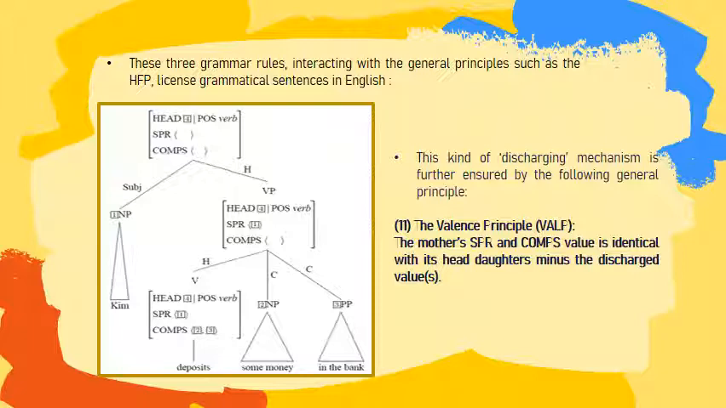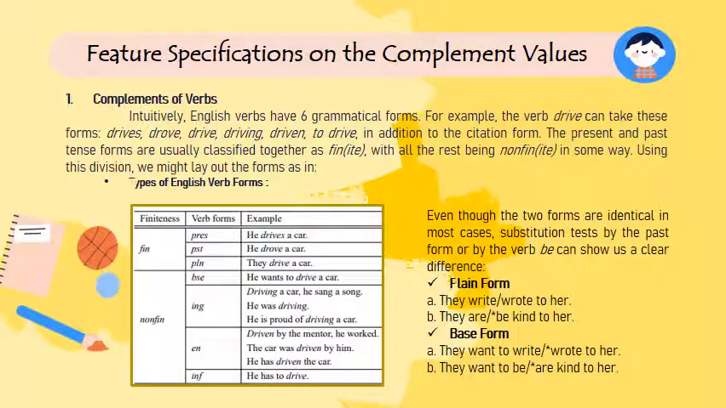More generally, the valence principle ensures that each verb combines in the syntactic structure with exactly all and only the syntactic dependents that its specifier and complement values indicate. Feature specifications on the complement values. Complements of verbs.